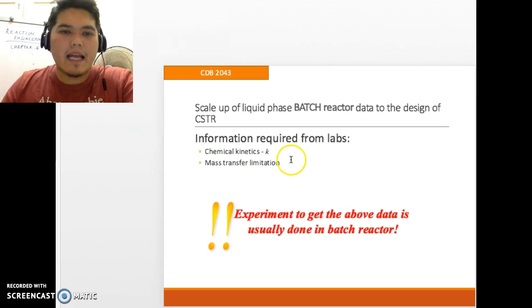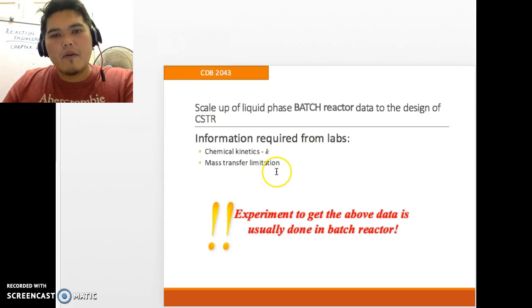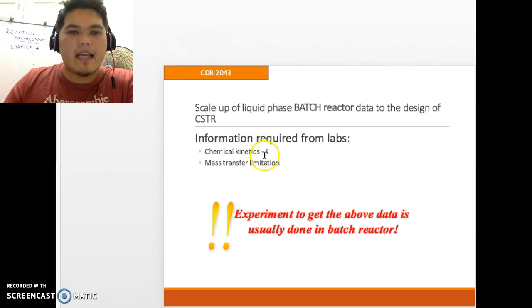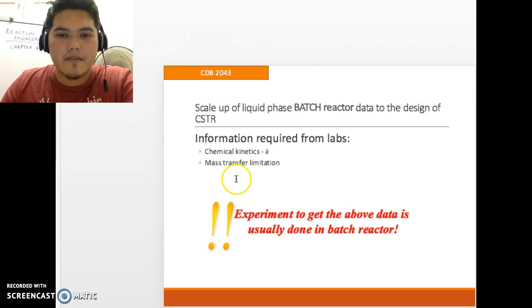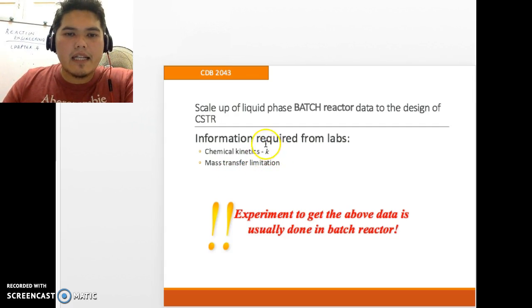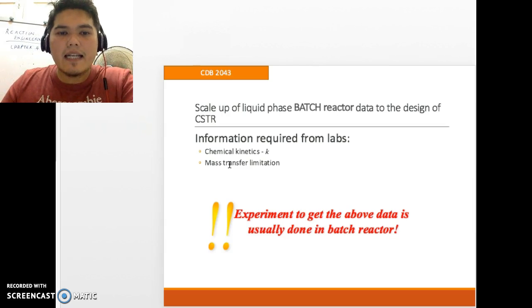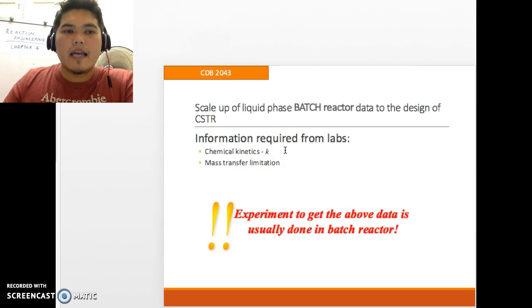What does it mean by heat and mass transfer limitation? We must make sure that when we collect the kinetics information, it is free from any kind of limitation involving mass transfer and heat transfer. Only then is the k that we collected from the experiment considered reliable information. If we still have some mass transfer and heat transfer limitation when we do the experimental work, this means that the k value that we got cannot be used to scale up our reactor.